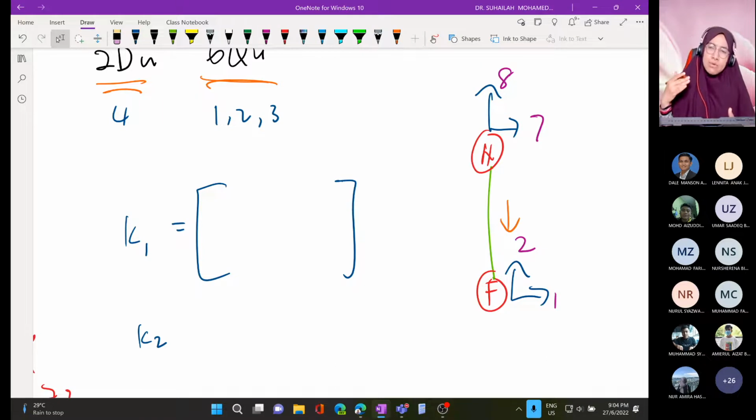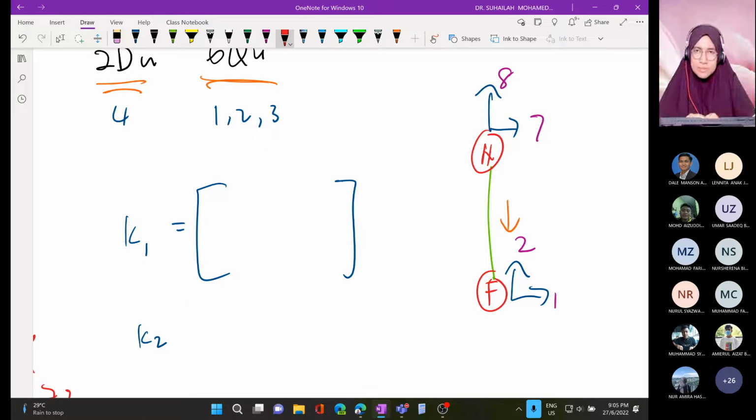We must look at the element. We have to label starting from near X, near Y, then only far X, far Y. It is 4 positions, referring to the 4 positions in the diagram. How do we label the positions of the degrees of freedom inside K1?